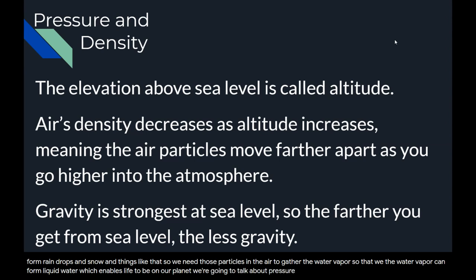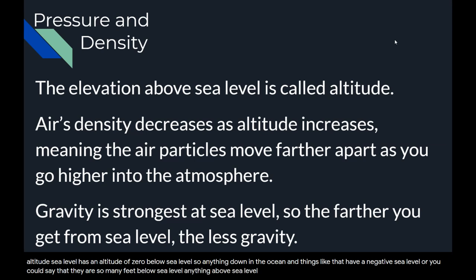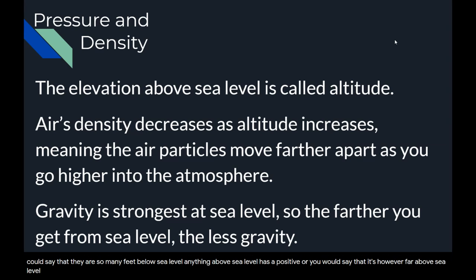We're going to talk about pressure and density. The elevation above sea level is called altitude. Sea level has an altitude of 0. Anything below sea level, so anything down in the ocean and things like that, has a negative altitude, or you could say that they are so many feet below sea level. Anything above sea level has a positive altitude, or you would say that it's however far above sea level. So elevation above sea level is called altitude.